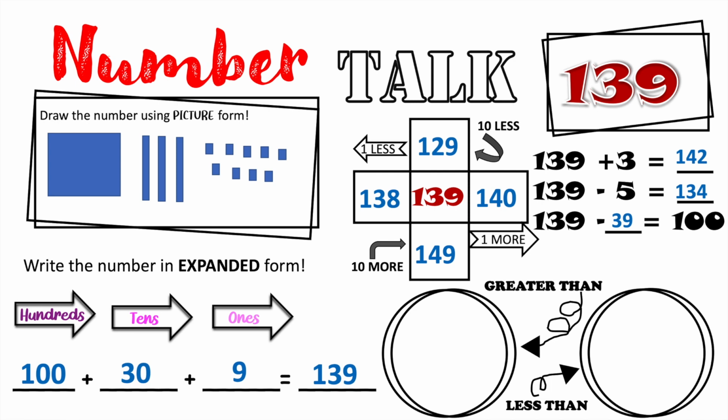Now we need to think of a number that is greater than 139. Remember, if it's greater than 139, it's everything after. So that would be 140, 141, 142, and the list goes on. I chose 210 as my number greater than 139. For less than 139, anything that is less would start here with 138, everything that's behind that. That would be 138, 137, 136, and it goes all the way down. So what number is less than 139? I chose 100. 100 is less than 139.